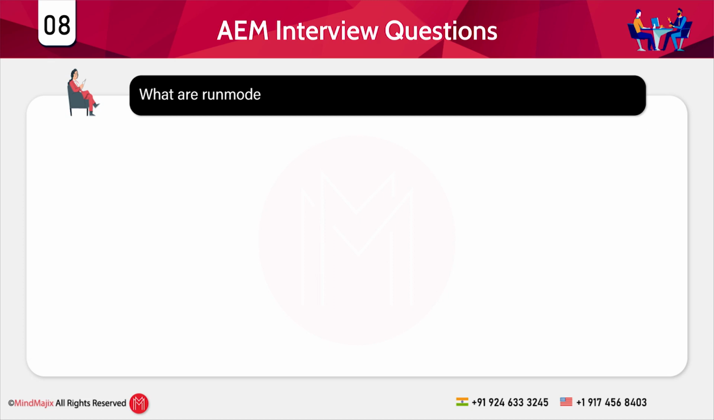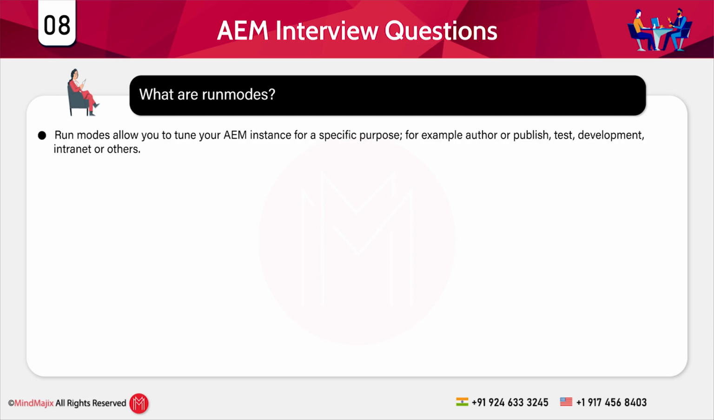And next, what are run modes? The run modes allow you to tune a specific instance. For example, author or publisher, tester, test, development, intranet, or others. So basically, however you want your AEM instance to be tuned, whether it has to behave as an author instance or as your publisher instance, the run modes help us to do that. Basically, it allows you to tune your AEM instance for a specific purpose. So examples can be author instance or publish instance or test instance, like that.